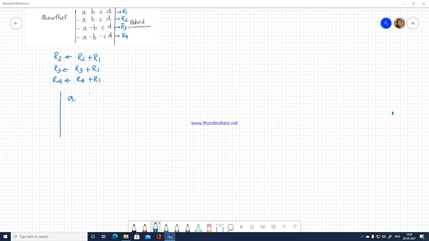So A, B, C and D. The next row will be 0, 2B, 2C, 2D. The other will be 0, 0, 2C, 2D. Next it will be 0, 0, 0, 2D. This is a 4x4 matrix. Now it is almost similar to our 3x3 matrix. The only thing is you need to take A, considering this particular element, and cover this column as well as the row.